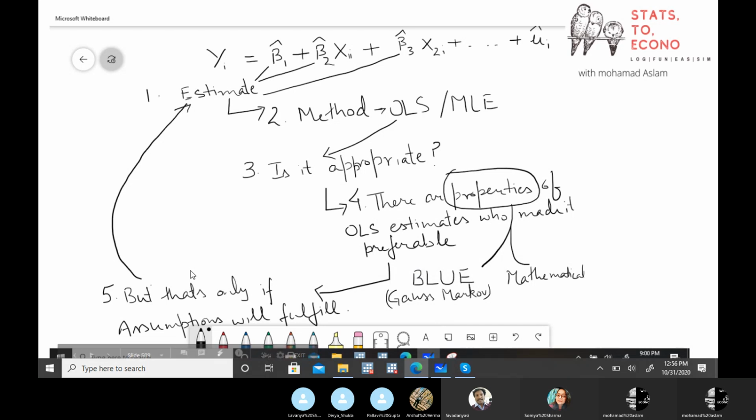References I already shared with you, and these books are standard throughout the countries. It's not about India, USA, Europe, all the countries. These books are standard textbooks, so you can see them.